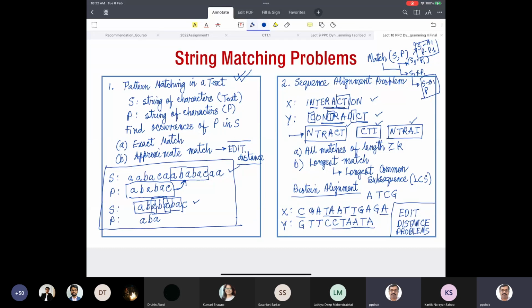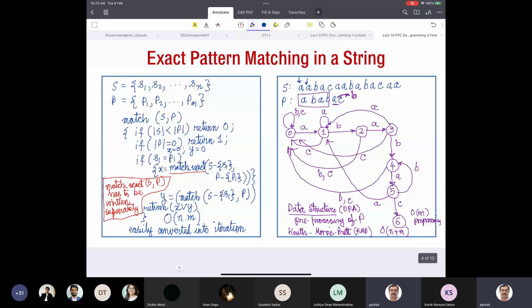Yes, sir. And the base conditions are if pattern size is greater than string size, then you return false. And if pattern size is equal to string size and both exactly match, then you return true. This is one way. There are other ways to do it. Or maybe we could just say that if the pattern size has become 0, then you should return the index. So we could have another argument. Correct, correct. If pattern size has become 0 and string is still there, then you have found the match.